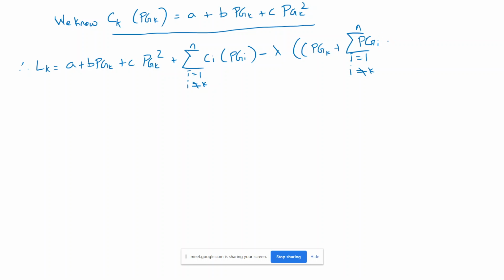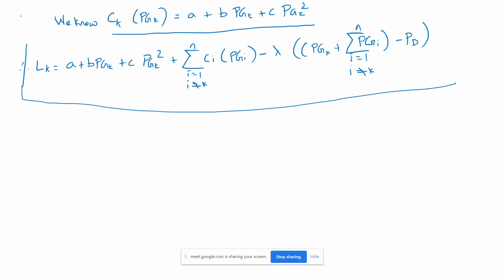Okay, so now differentiate this with Pgk. What is the next step as per the Lagrangian? What do we need to do? We need to differentiate with respect to the corresponding variable. So what is the corresponding variable here?